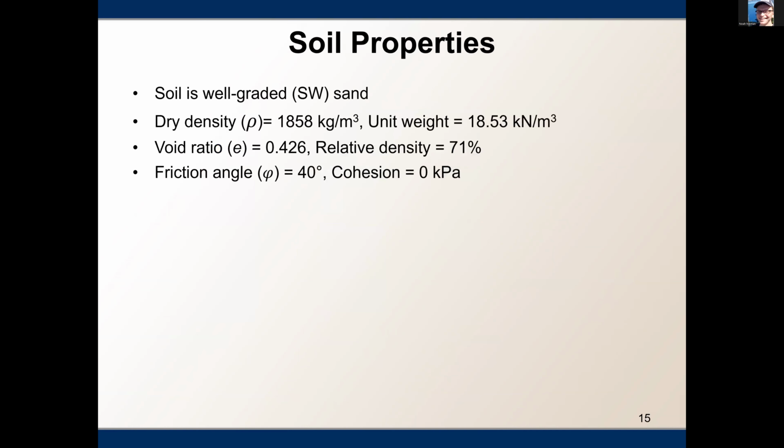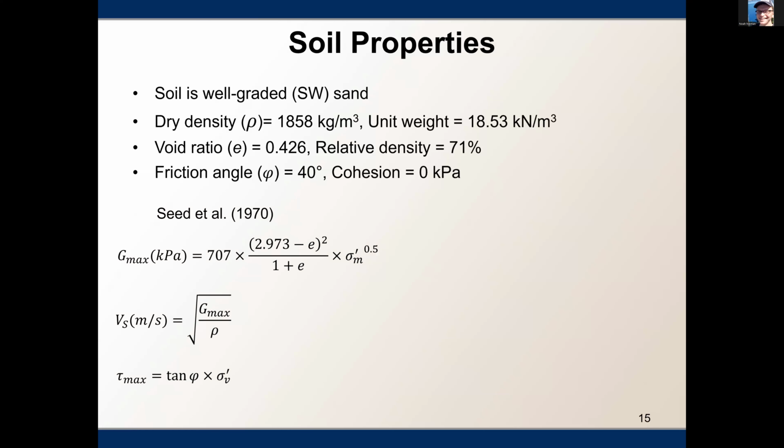As for the soil property, the soil we are trying to model is a well-graded sand. It has a dry density of 1858 kilogram per meter cube with a unit weight of 18.53 kilonewton per meter cube. The void ratio for the soil was around 0.426 and the relative density was 71%. The friction angle for this relative density was around 40 degrees, which was found from direct shear testing, and the cohesion was 0.